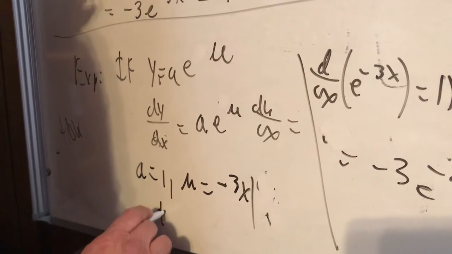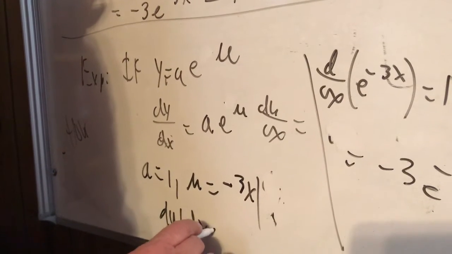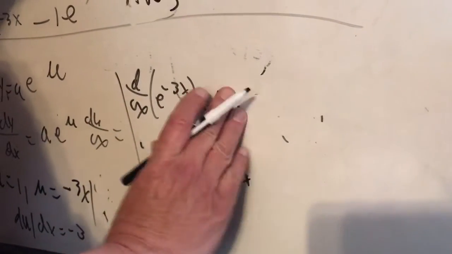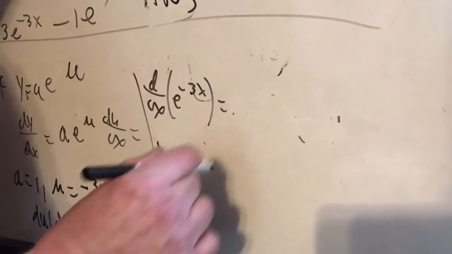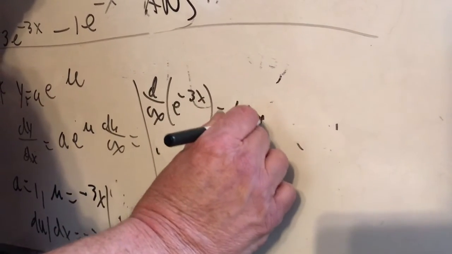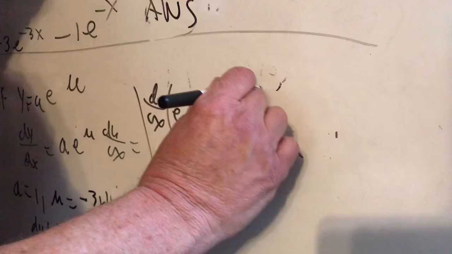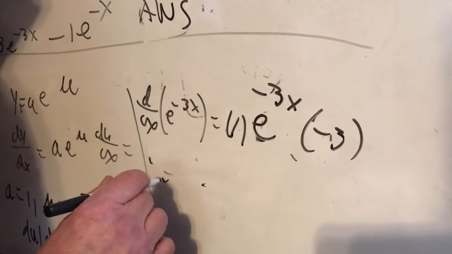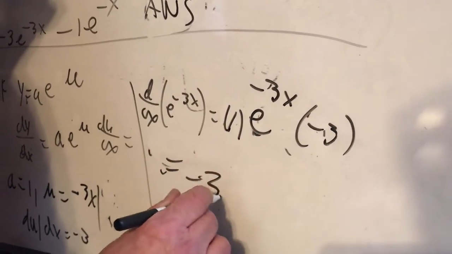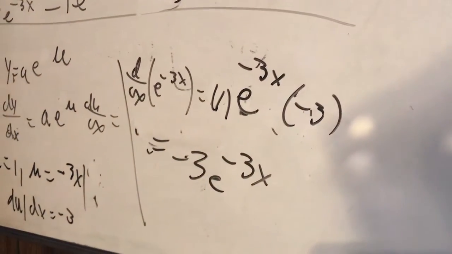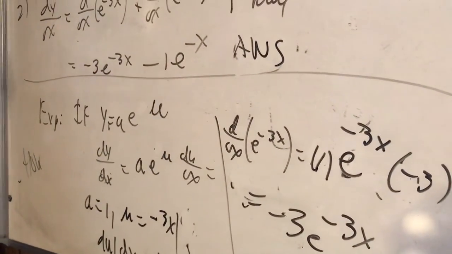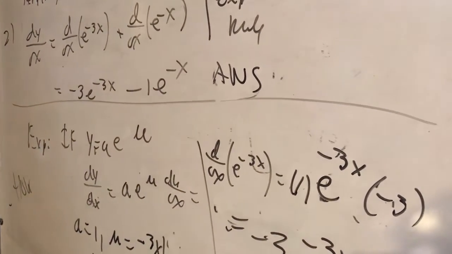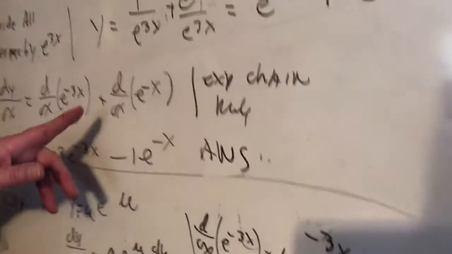Substituting in the chain rule for this one, the derivative is going to be a, which is 1, e to the minus 3x, just bring back the exponent, and minus 3 is the derivative. That is simply minus 3e to the minus 3x. That's the first term here. Do the same thing with the second term, where a is equal to 1, u is equal to minus x, and du/dx is minus 1. All right, so that's the answer here.